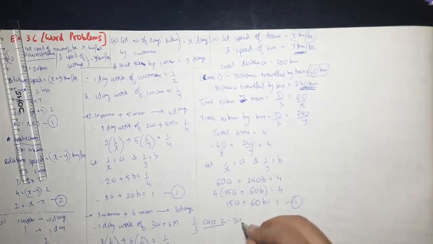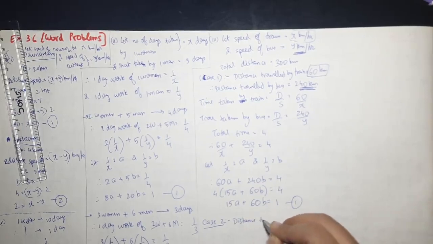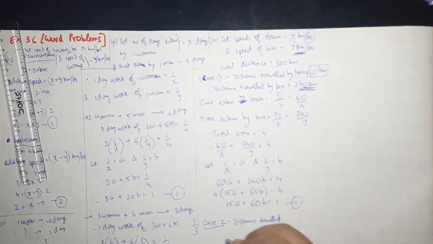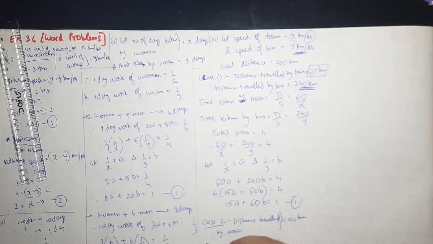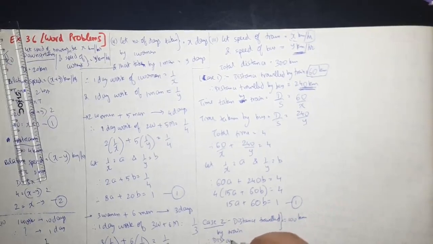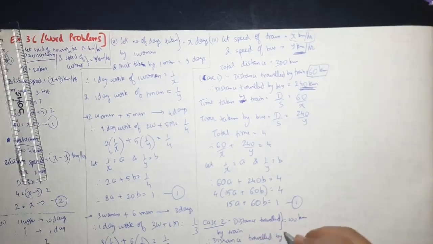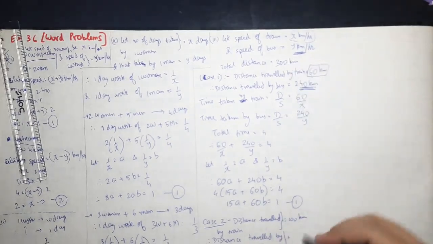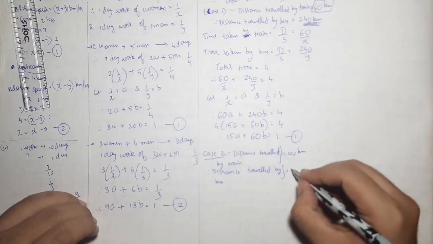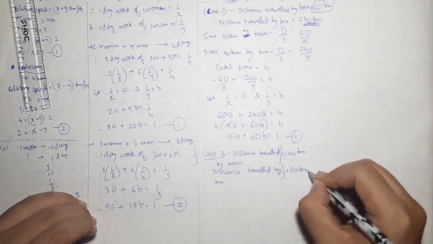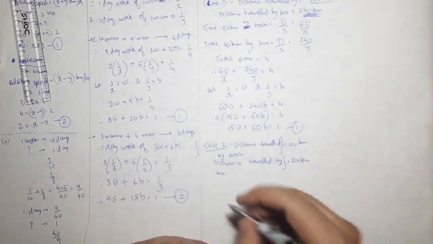Distance traveled by train is 100 kilometers now. Therefore, distance traveled by bus will be, total was 300 kilometers, so the distance traveled by bus would be 200 kilometers. This will be the distance traveled by bus.